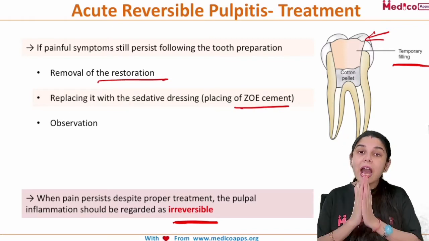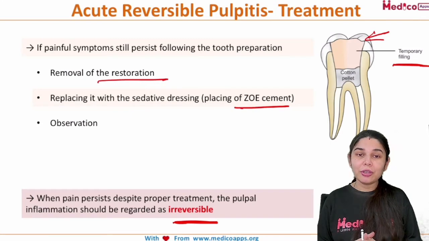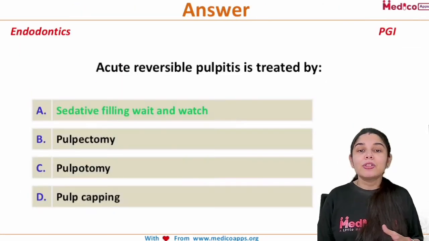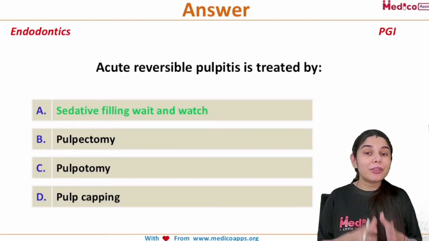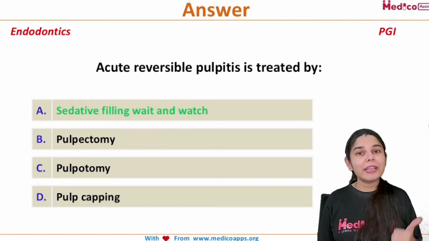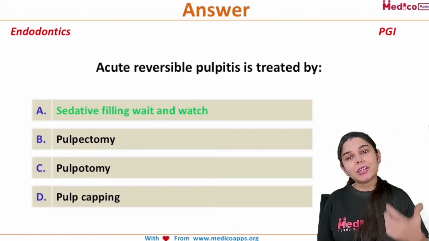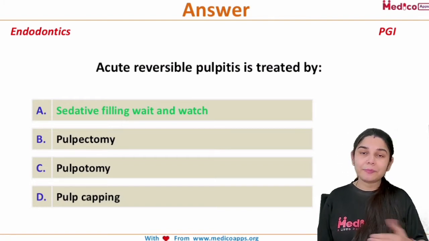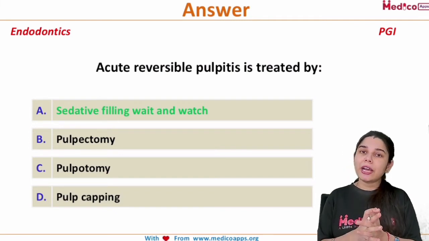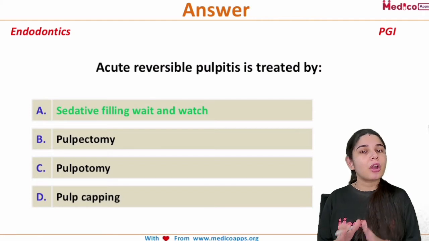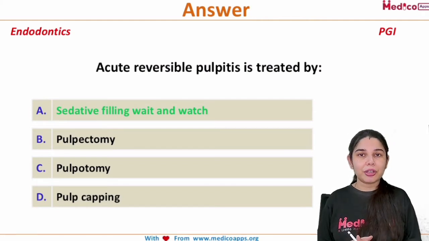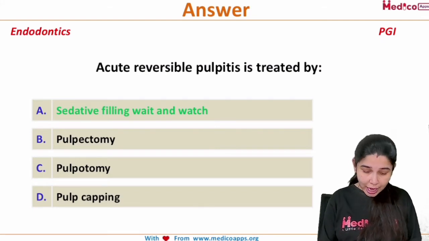So here I hope you have got the answer to what we have to do in case of acute reversible pulpitis. Going back to our question, acute reversible pulpitis can be treated firstly by sedative filling, that is by placing a zinc oxide eugenol base, and then keeping the patient on wait and watch situation. If the condition is fine, and the patient is not complaining of pain after some time, then we can go ahead with the final restoration.